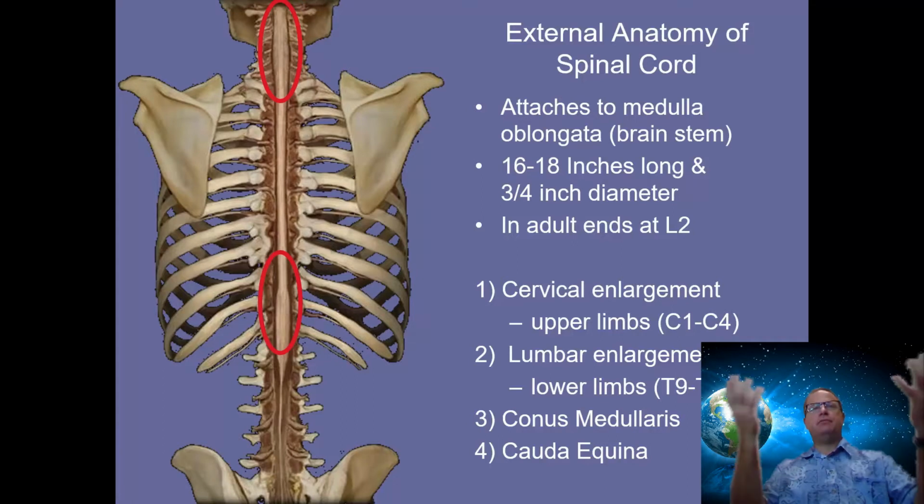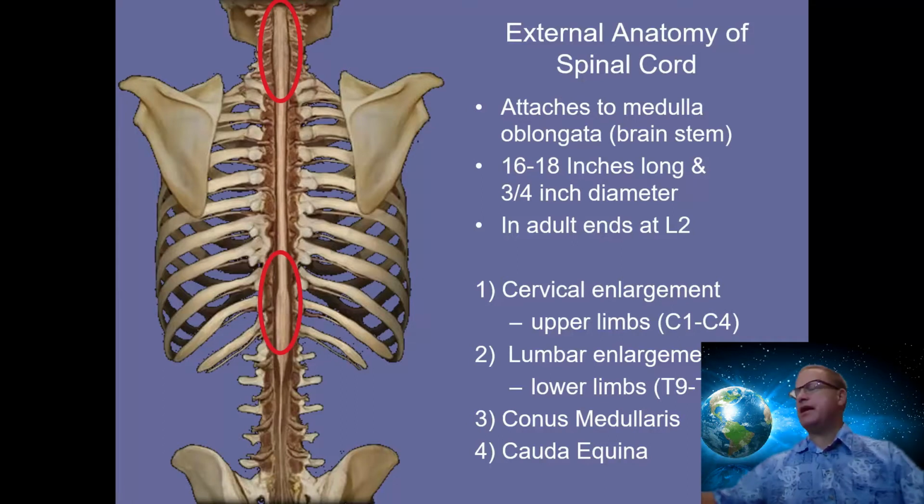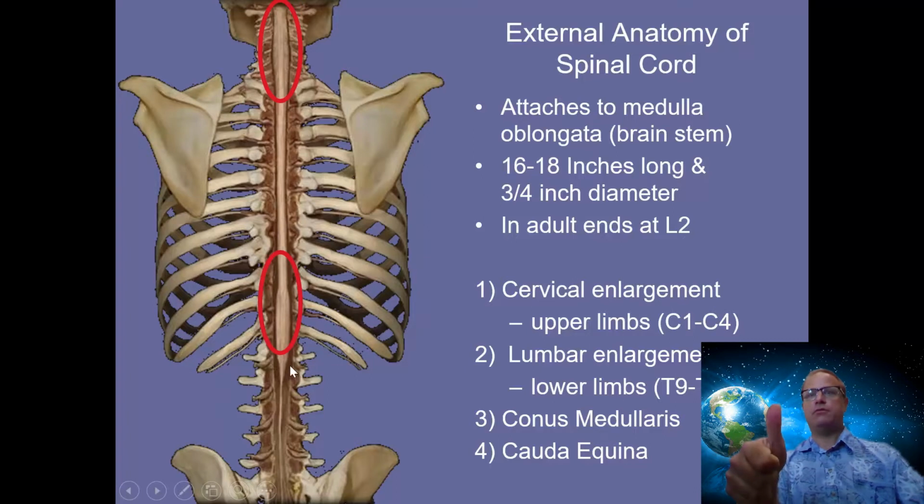Whereas the sciatic nerve, which comes off the spinal cord, is about the diameter of the thumb and is quite impressive. But that being said, the spinal cord does have two key enlargements that you should know about. One is called the cervical enlargement, and the other one called the lumbar enlargement.